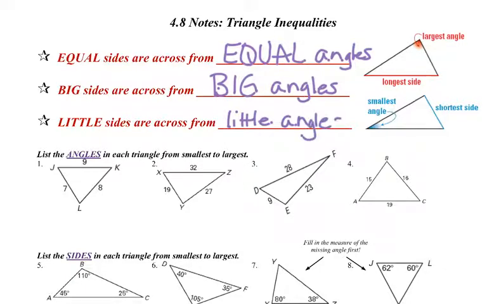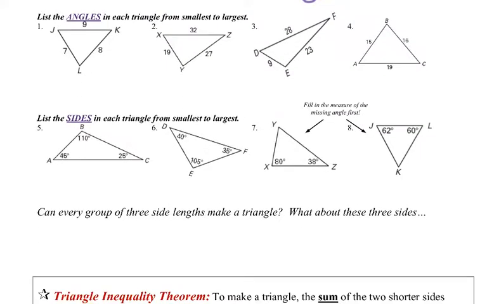You're right, little angles. So in a triangle, the smallest angle, whatever one is the tiniest, is going to be across from the tiniest side. And whatever angle is the biggest angle is going to be across from the biggest side. And vice versa, right? So here it says list the angles from smallest to largest. So we're going to look at the numbers 7, 8, 9 and say which one's the smallest. Well, 7 is the smallest number. Therefore, angle K is the smallest.